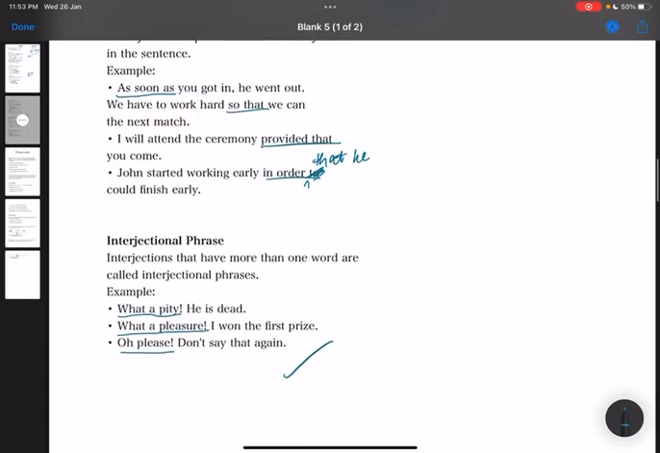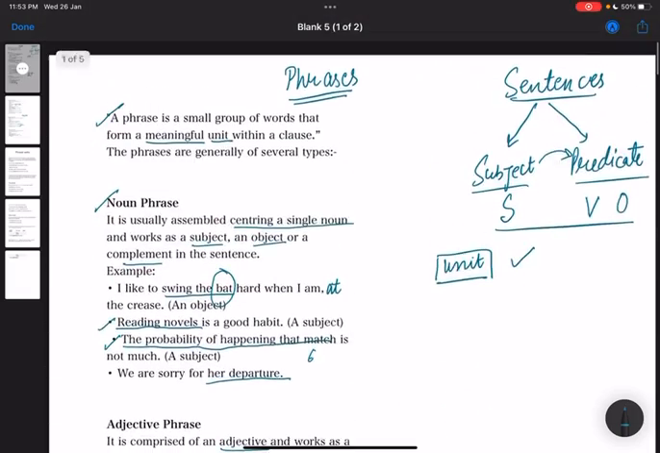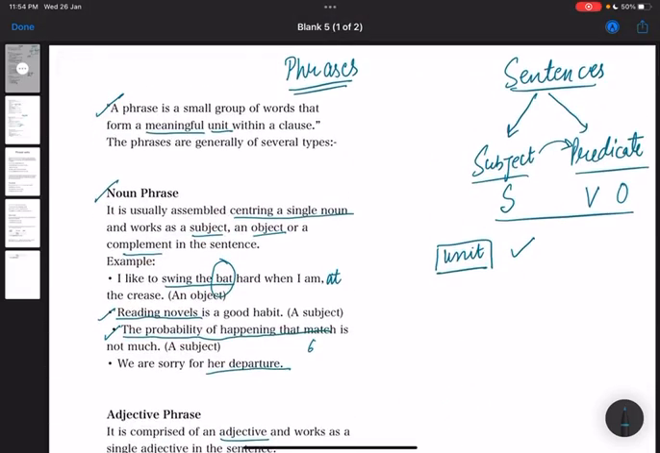So that's what we did today. We did the types of phrases and the basic definition with a lot of examples.